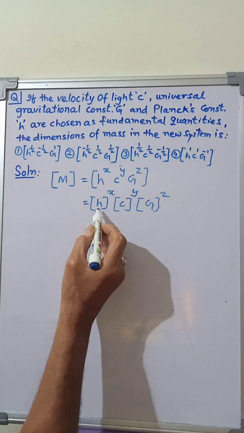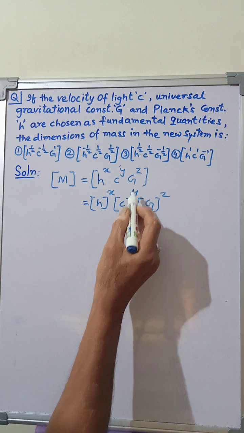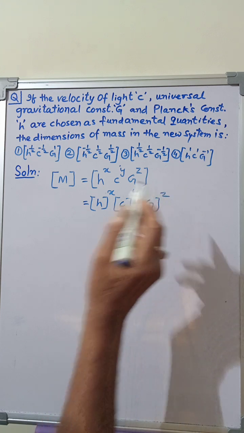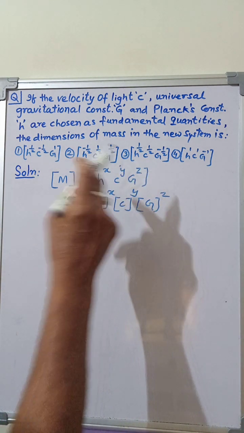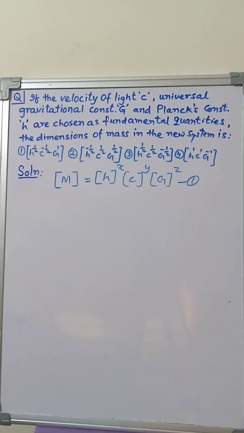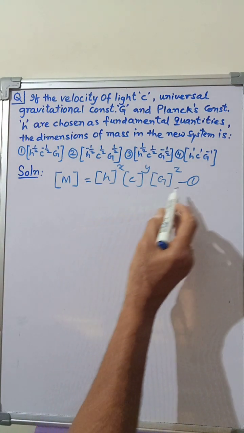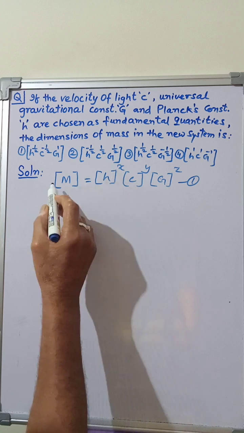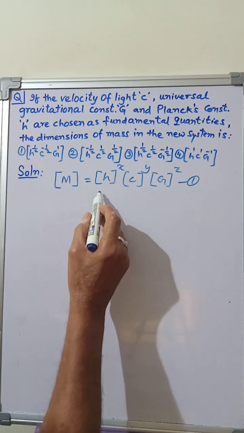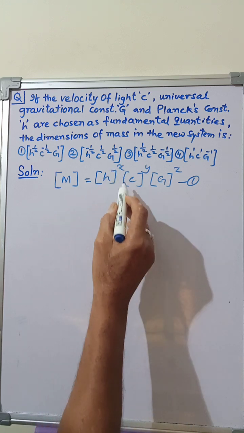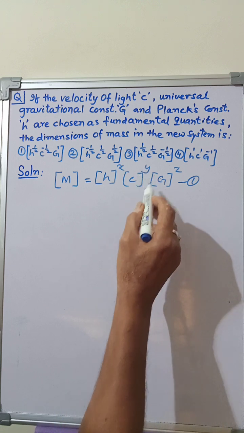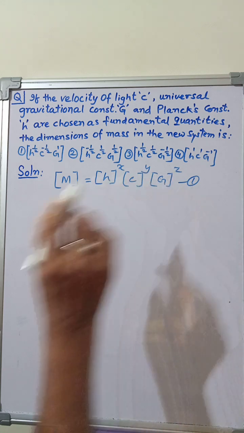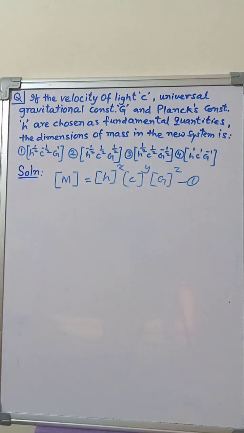Which can be written as h to the power x, c to the power y, and G, whole to the power z. Now let us mark this as equation 1. Dimensions of m is equal to dimensions of h to the power x, dimensions of c to the power y, and dimensions of G to the power z, as equation 1.